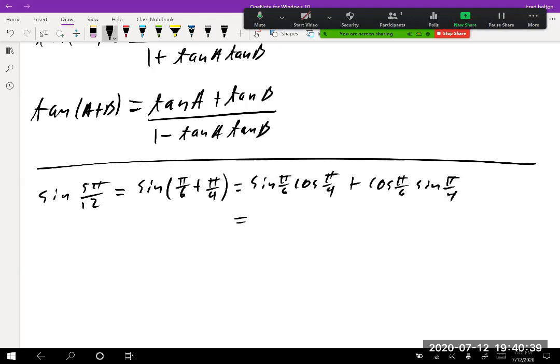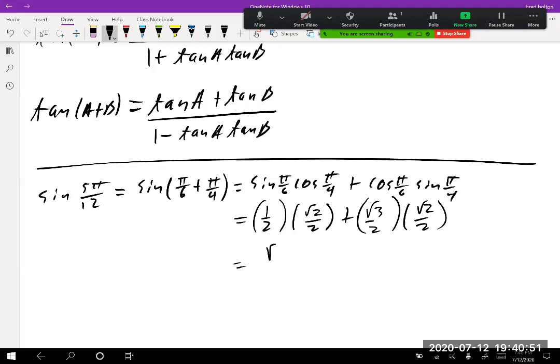So when we do that, we should get, let me see, sine of pi 6 is 1/2. Cosine of pi 4, so square root 2 over 2. Cosine of pi 6 is square root 3 over 2. And this is square root 2 over 2. So this would be square root 2 over 4 plus square root 6 over 4. So this becomes square root 2 times 1 plus square root 3, all over 4.